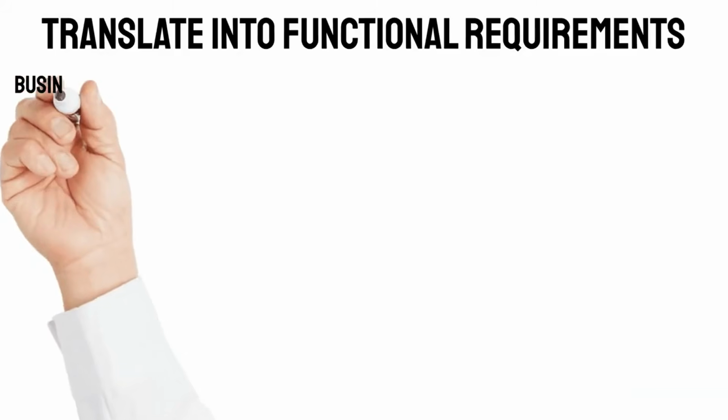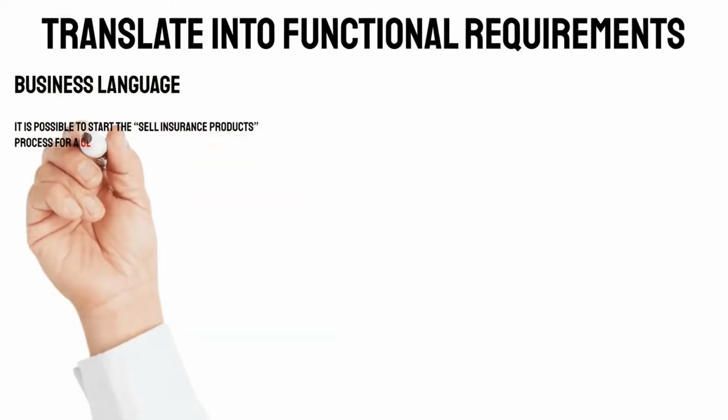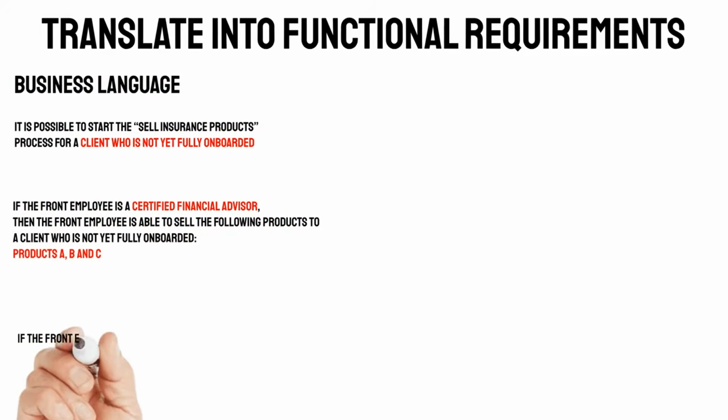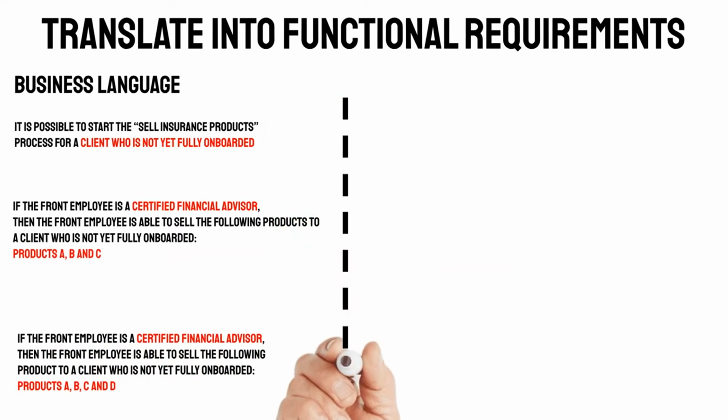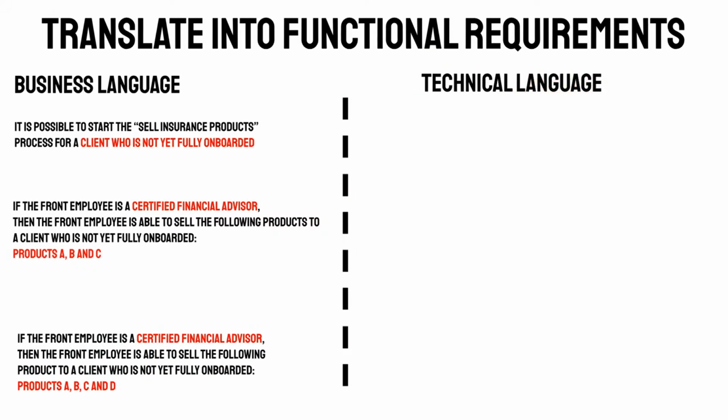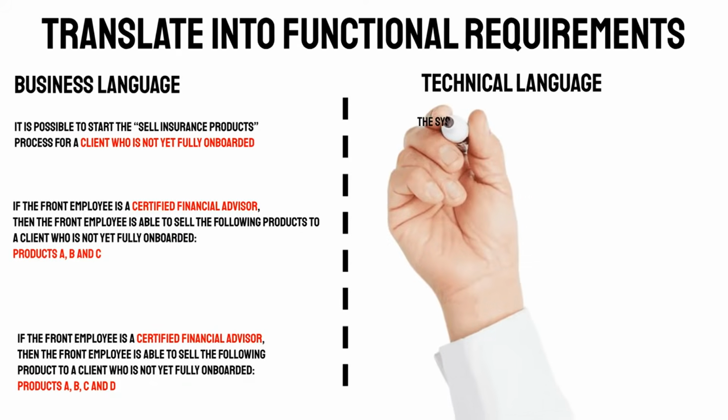So let's on the left side document the business language. So all the acceptance criteria on the left side. And for each, we want to have a technical requirement in technical language. If we have a look on the first one, as you remember, it is possible to start the sell insurance products process for a client who is not yet fully onboarded. That's business language. What could be the technical language? The technical language, in best case, should always start with the system shall.